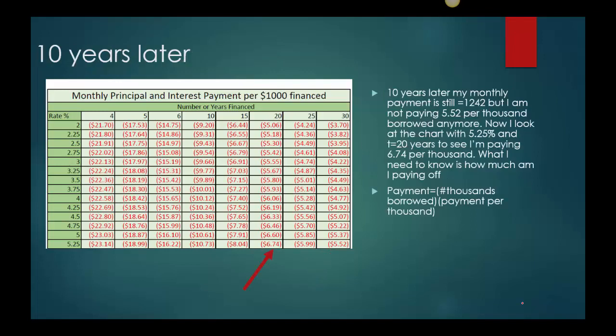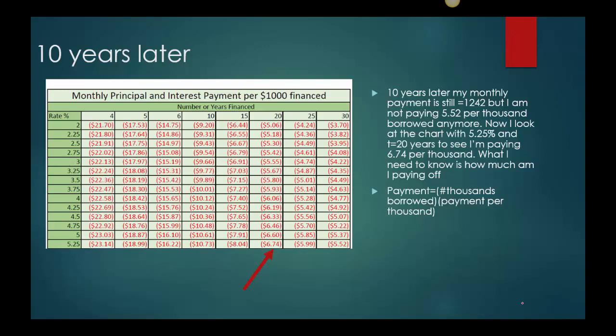All right. 10 years later, my monthly payment is still $1,242. The idea is we're doing fixed rate loans, so that $1,242 is the payment I make forever. But now, since I've been there a while, I'm really not paying $5.52 per thousand anymore. That's the weird part. That's the nuance. So I need to look at the chart and I need to figure out, well, how much am I really paying?